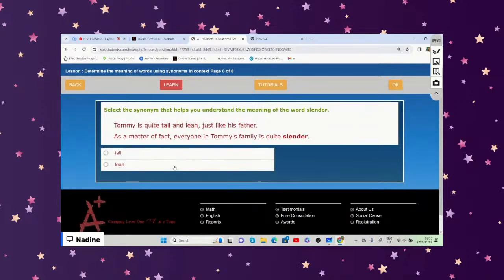Tommy is quite tall and lean, just like his father. As a matter of fact, everyone in Tommy's family is quite slender. Is slender to be tall or is it to be lean? We need to find the word similar in meaning. Is it tall or lean? Slender. Is it tall or lean?